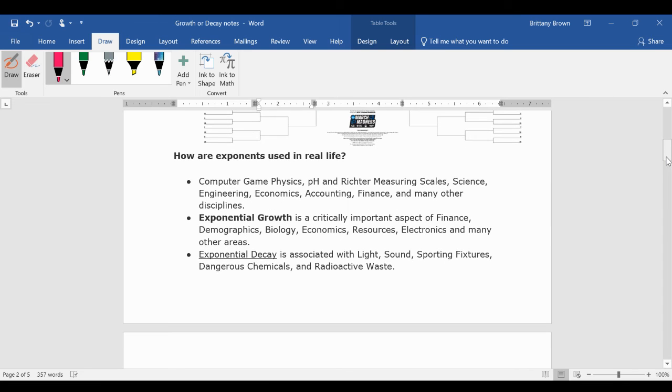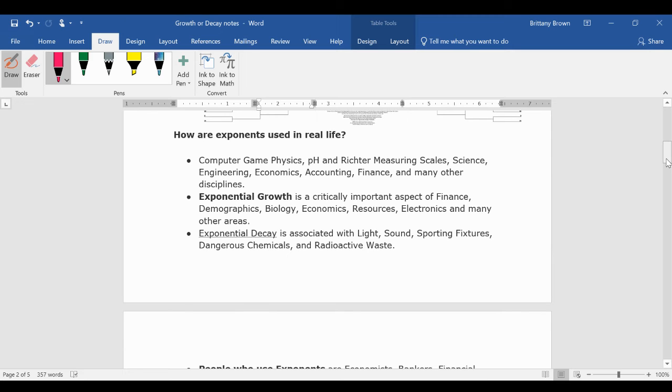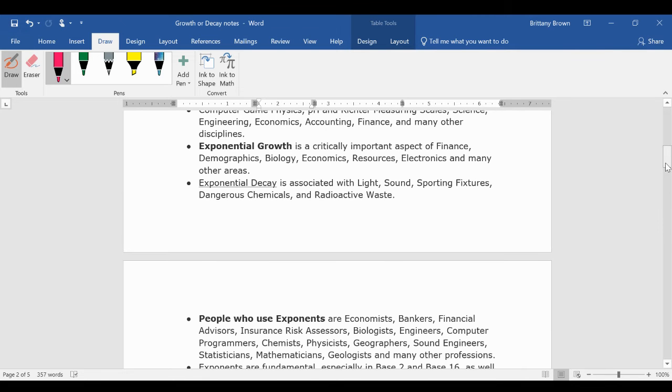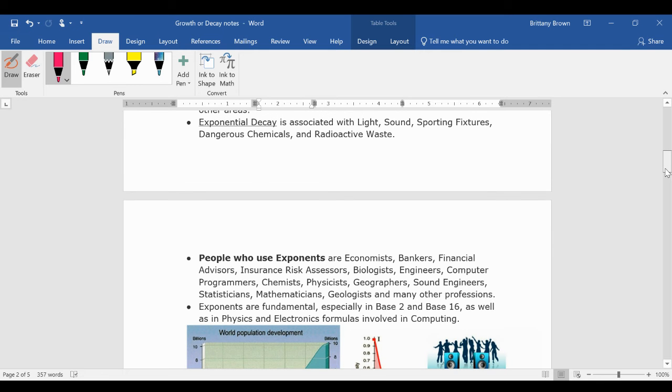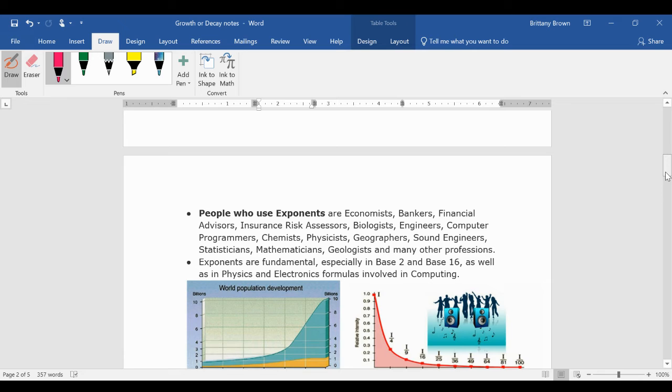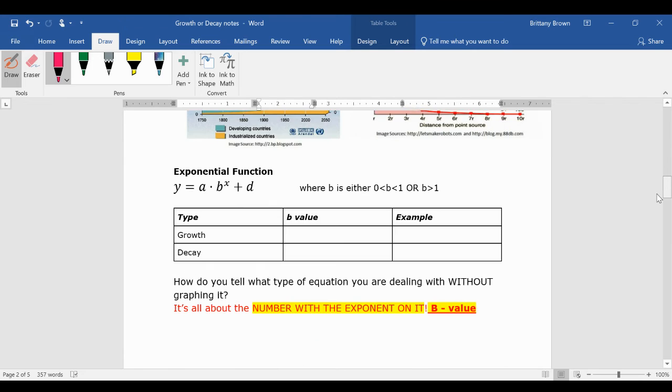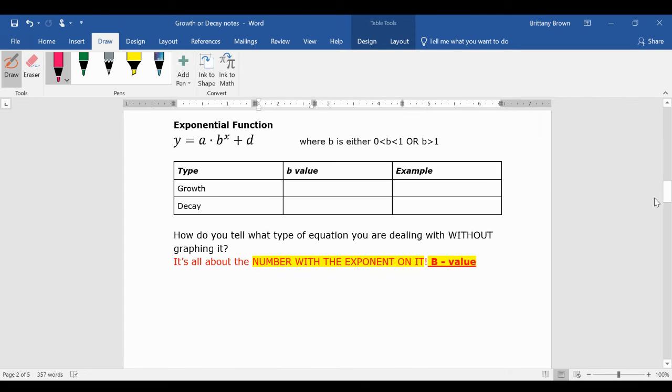Exponential growth, one of the main ones we'll talk about would be the value of something that appreciates, like a house or an investment or population or bacteria growth, something like that. Decay, most of the time we're talking about an element or something along those lines. Maybe even the value of a car as time goes on. So let's go back to this right here.